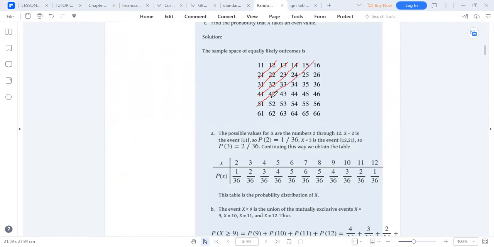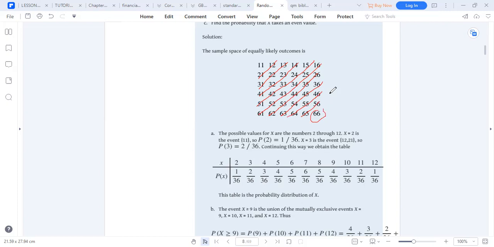Okay. For 7, these are 1, 2, 3, 4, 5, 6. For 8, these are 5. For 9, 1, 2, 3, 4. For 10, 1, 2, 3. For 11, 1, 2. For 12, 1. Are you getting the logic?